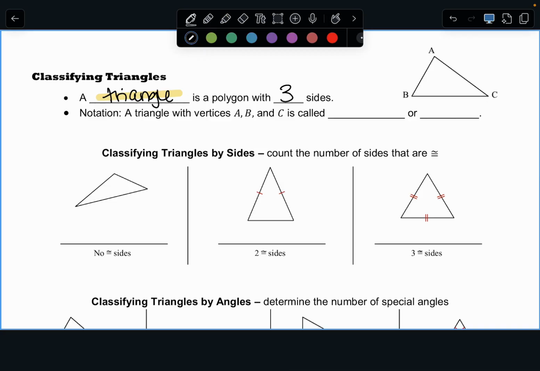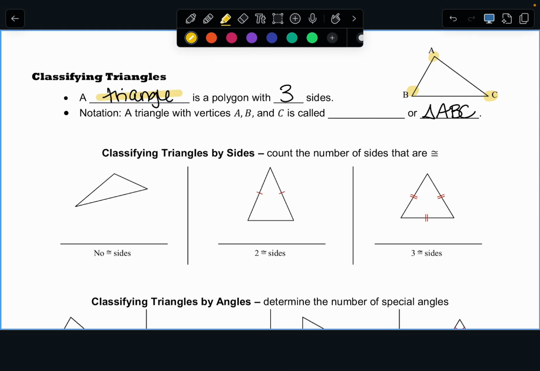We name a triangle by its vertices and using the triangle symbol. So we would call this triangle ABC. I'm on page 2 right now. And then we have 2 different types of classification. We can classify triangles by their side lengths and how many congruent sides they have, and by their angle measures and what their biggest angle is.